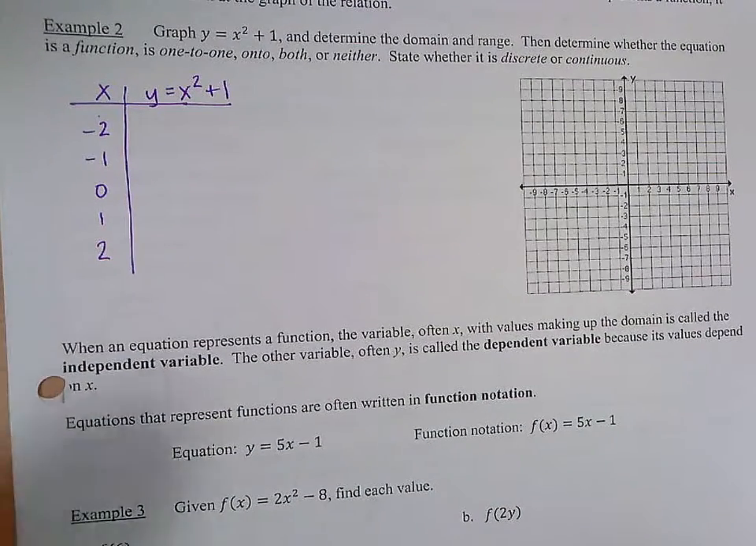You don't have to have 5 points. I'd say if you don't know what the graph is going to look like, having 3 or 5 is probably good. You can always get points, and then if you need more, graph more.